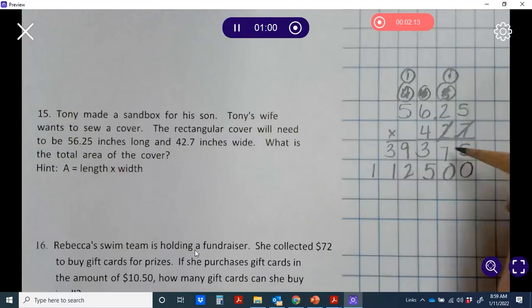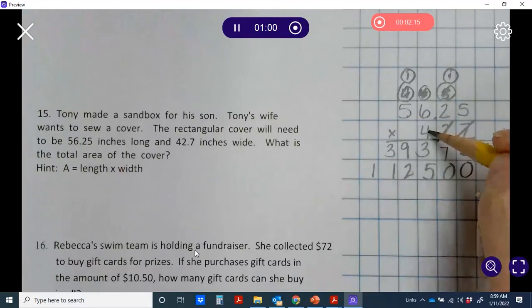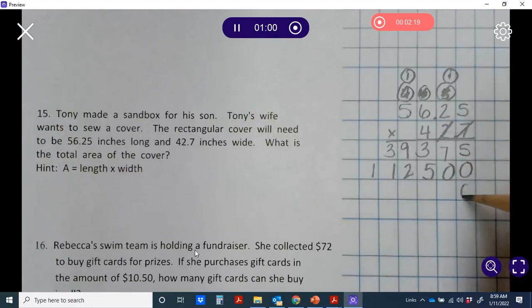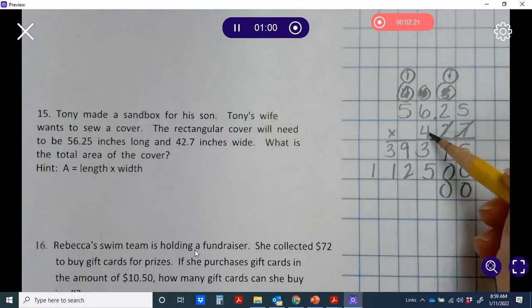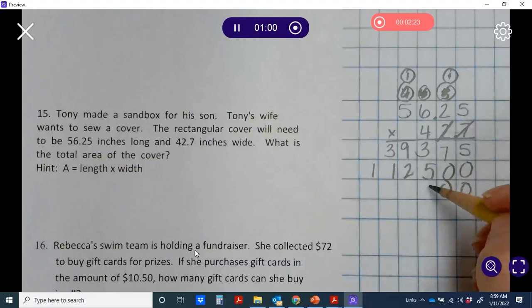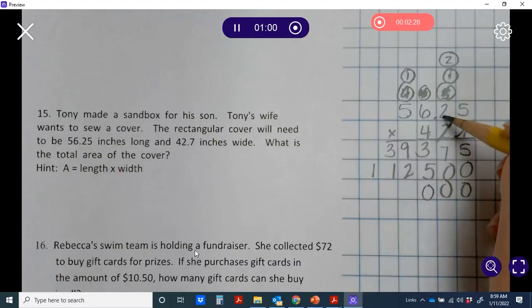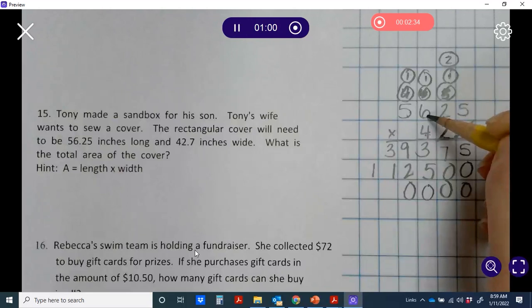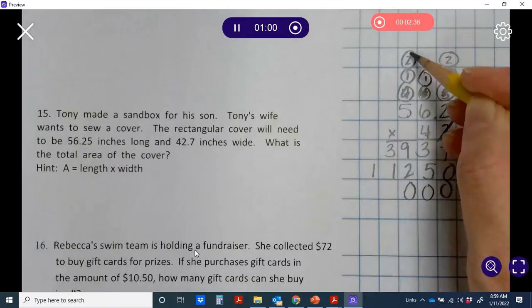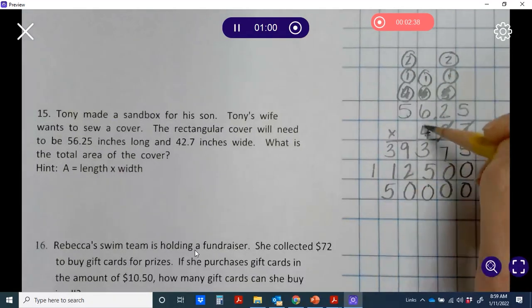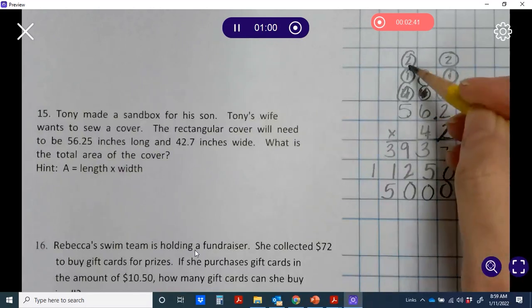I'm done multiplying by the 2, and I'm going to multiply by the 4, which means, and there's 2 spaces here, so I have 2 zeros. 4 times 5 is 20, carry the 2. 4 times 2 is 8, 9, 10. Carry the 1. 4 times 6 is 24, 25. Carry the 2. 4 times 5 is 20, 21, 22.